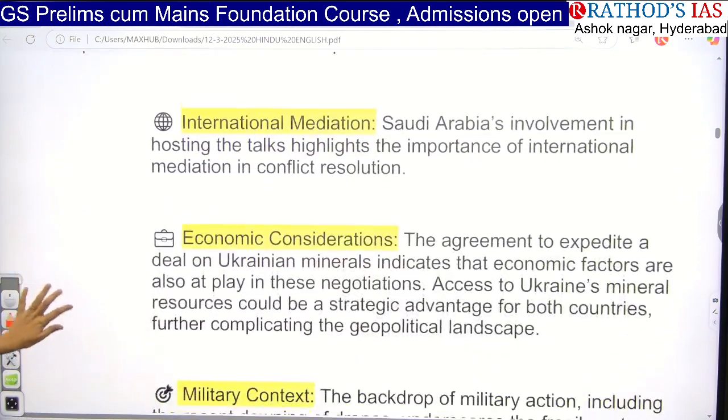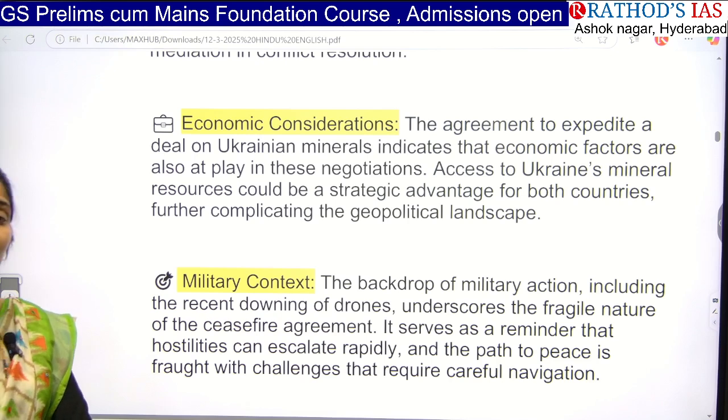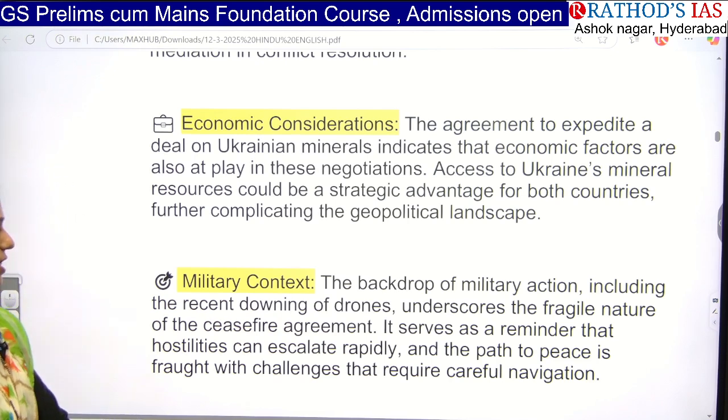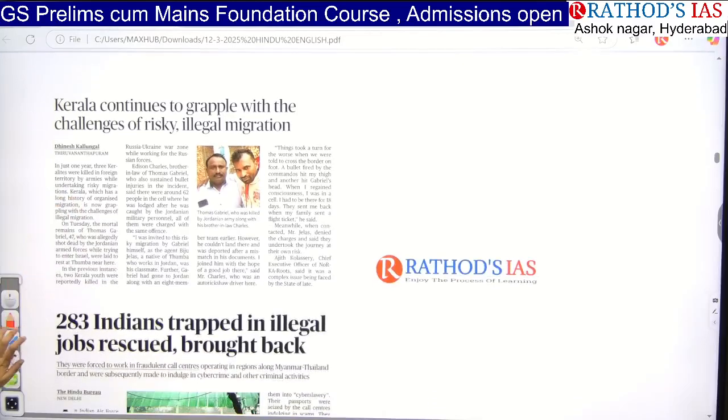Okay, and next, because of this agreement, yes, we can also have some economic things, like we will be getting access to Ukraine's mineral resources, which will be an advantage for both countries, and we can also improve the supply chains between these countries as well as other countries which are dependent on them. Okay, so that is the thing, nothing more to remember about this. And now let us see the next article.